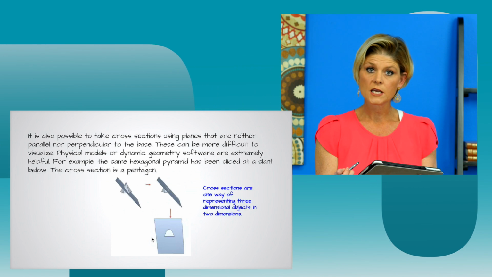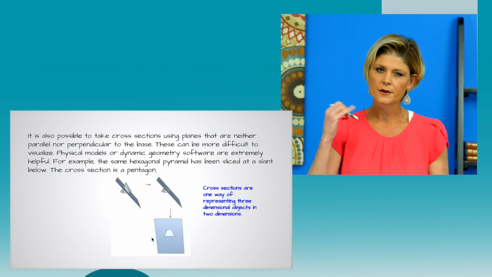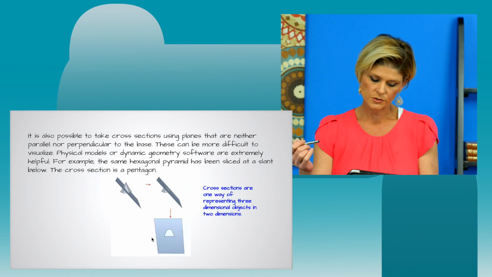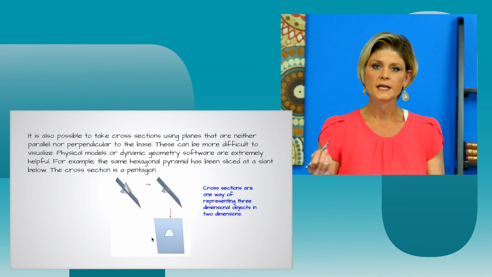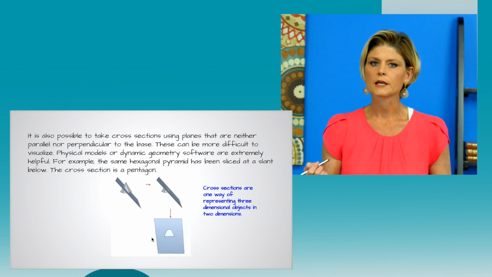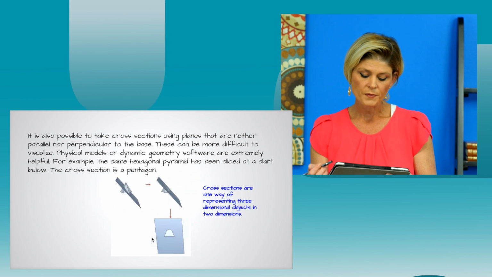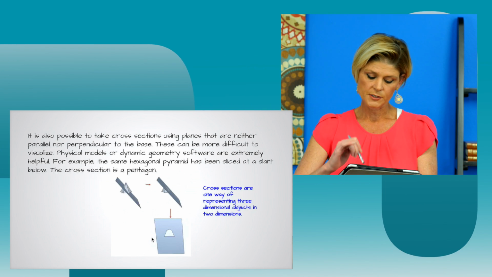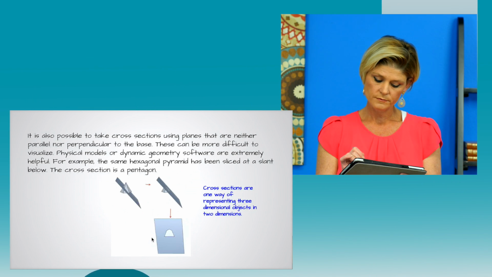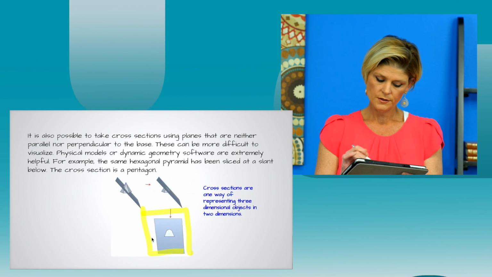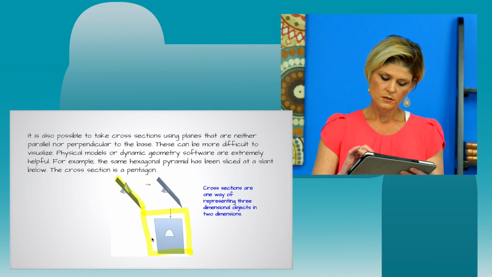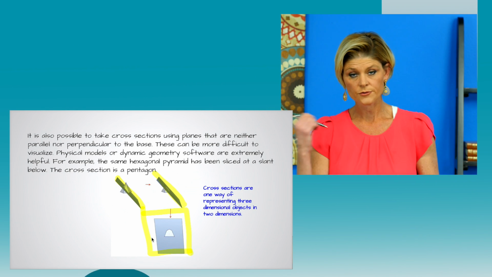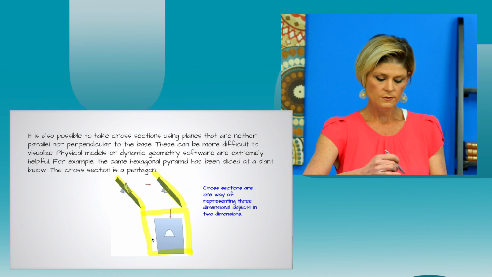It's also possible to take cross-sections using planes that are neither parallel nor perpendicular, and those can sometimes be a little bit more difficult to visualize. Physical models or dynamic geometry software can be really helpful when you're doing this. For example, the same hexagonal pyramid has been sliced at a slant below in this picture, and the cross-section is a pentagon. You see how the slice goes through at a slant. Cross-sections are one way of representing three-dimensional objects in two dimensions.